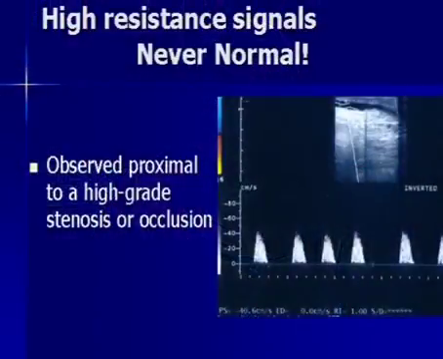Same thing that we saw in the native vessels apply to bypass grafts. We never, ever want to see this kind of monophasic high resistance pattern. Again, when we see this monophasic pattern with no flow in diastole, no reflected wave, we're in front of or proximal to a high-grade stenosis or occlusion.